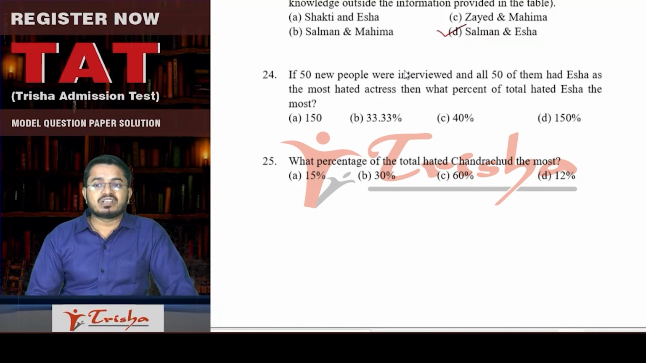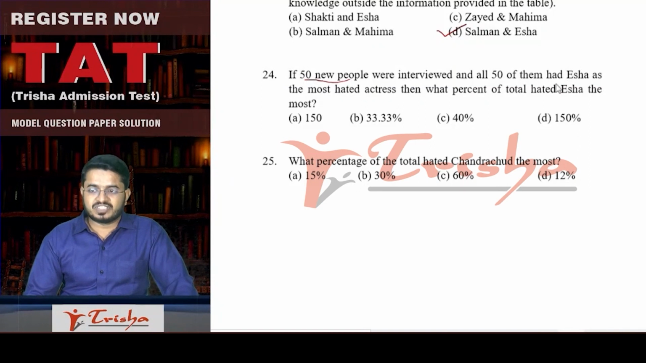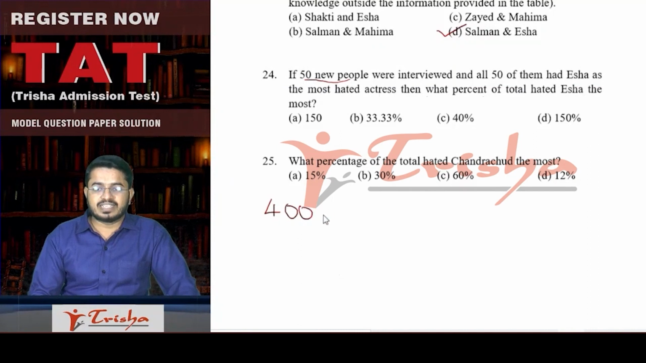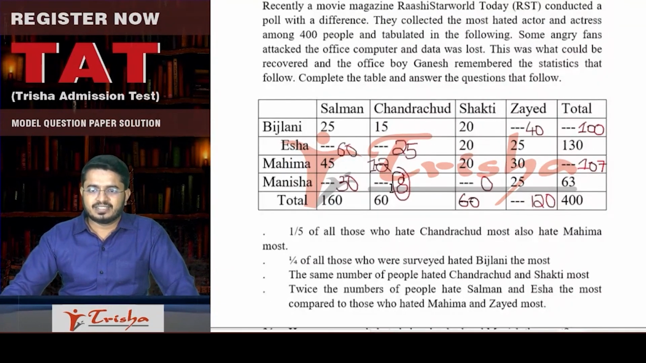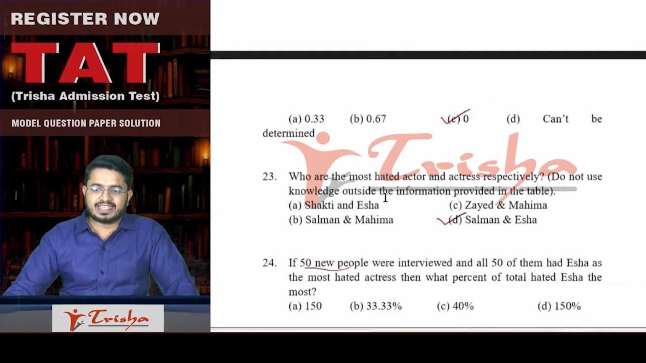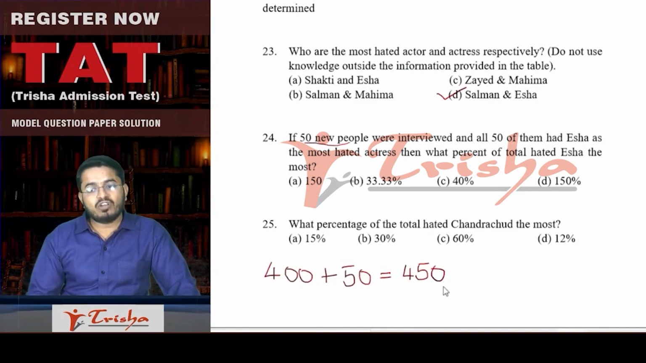If 50 new people were interviewed, this is important. If 50 new people were interviewed and all 50 of them had Isha as the most hated actress, then what percent of total hated Isha the most? Now, one thing you have to take into account: earlier, the number of people surveyed was 400. Now they are adding 50 more, correct? So the new total will be 450. Earlier, how many people hated Isha? See there, Isha was hated by 130 people. Now, among the 50, all 50 hate Isha.